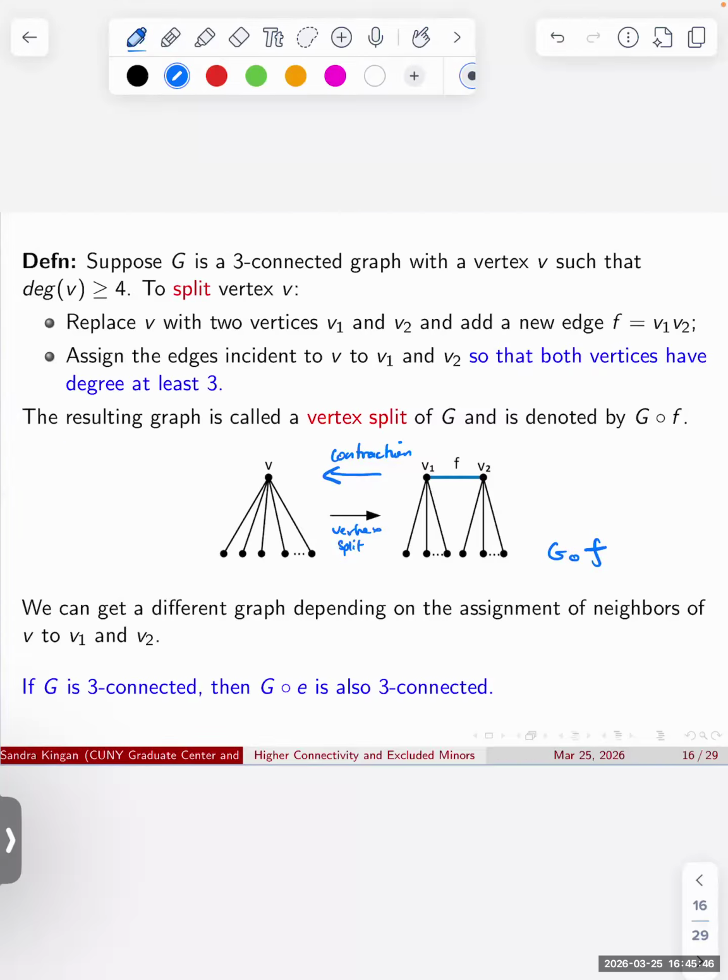And there are quite a few details to conclude that they are opposite of each other, especially when the edge is in a triangle and things like that. But the intuition is this, that you take a vertex and split it up, break it up like this, and you just make sure that you give at least 2 neighbors here to V1 and V2. And that, again, is not necessary in general, but it's necessary if you want to preserve three connectivity. All right?